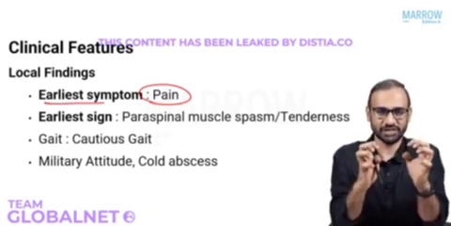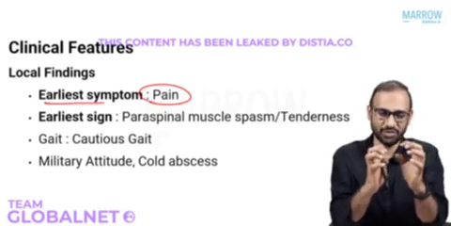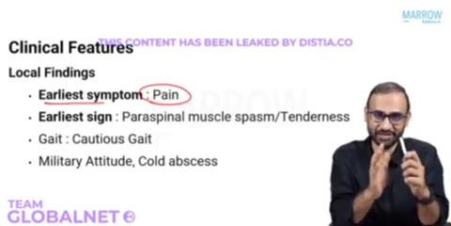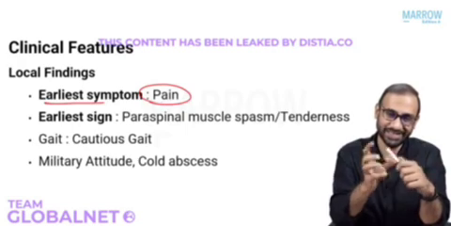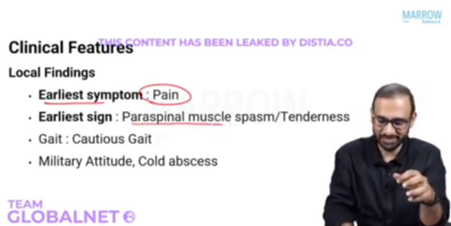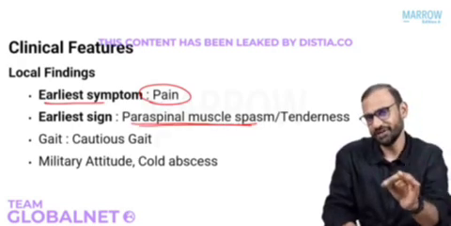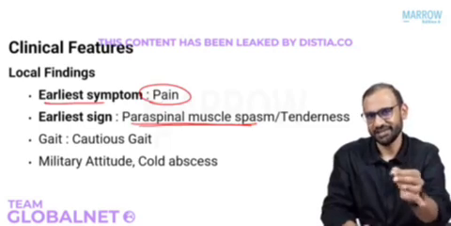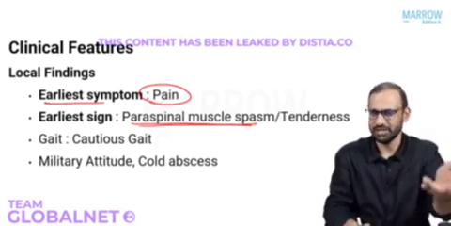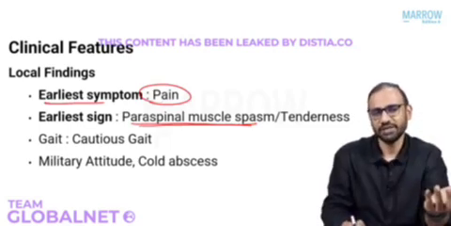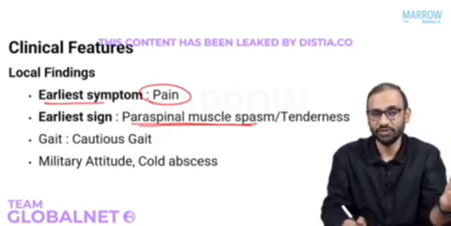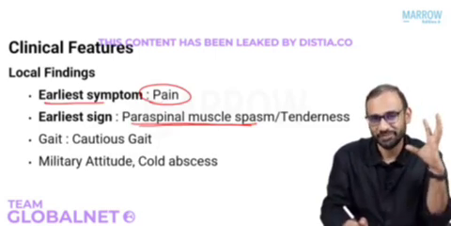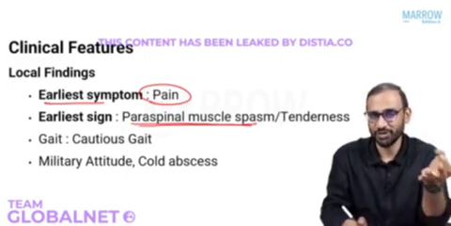And over time, these muscles that are contracted will go into spasm. And so they will be tense and swollen. So if you take your hand and rub it on the back, you will notice that there is paraspinal muscle spasm. So earliest symptom is pain, earliest sign is paraspinal muscle spasm. This is how they frame MCQs. And why is the patient in paraspinal muscle spasm? Because he doesn't want the spine to move. And why doesn't he want to move? Because if he moves, there will be pain. Because there is destruction of the vertebra because of tuberculosis.